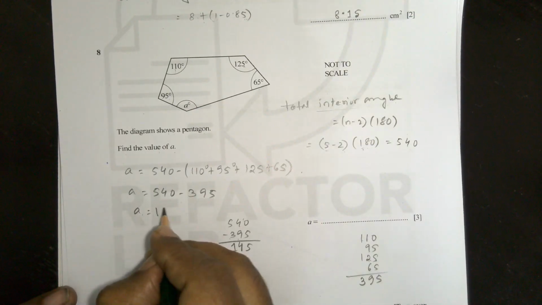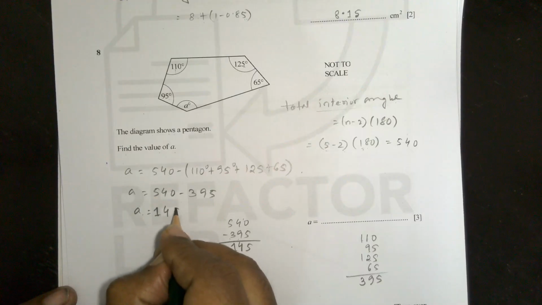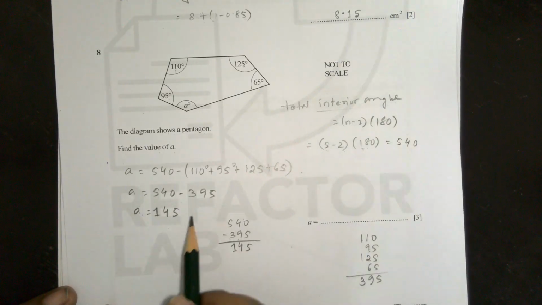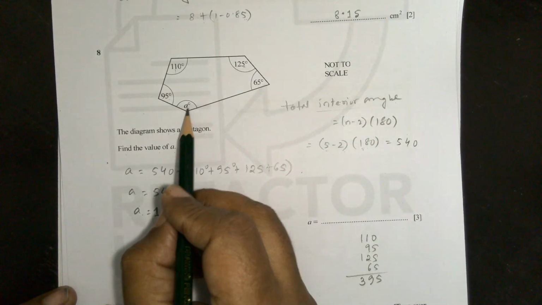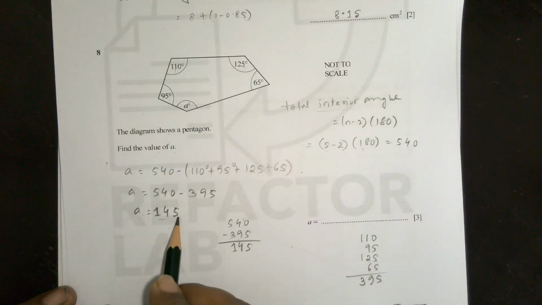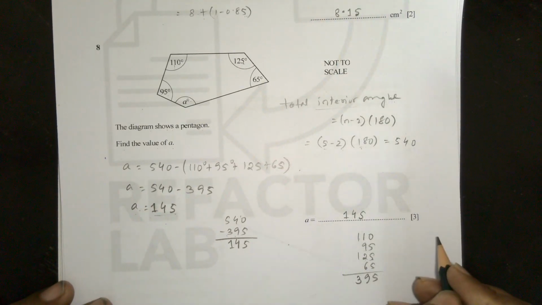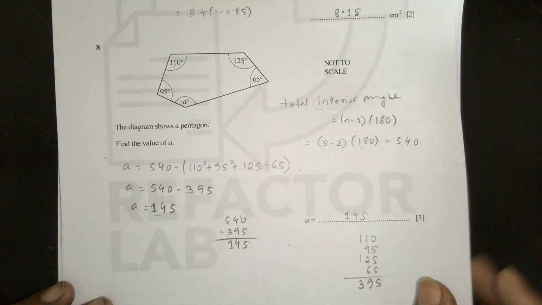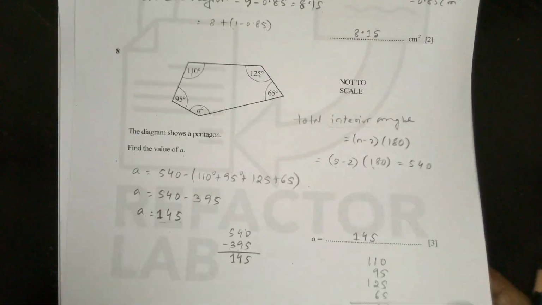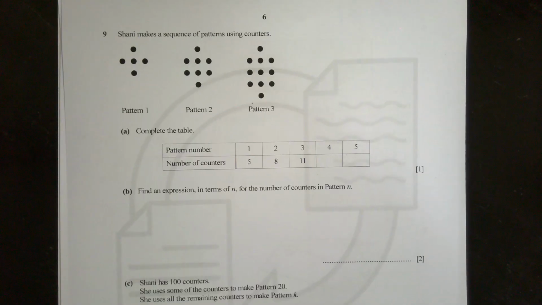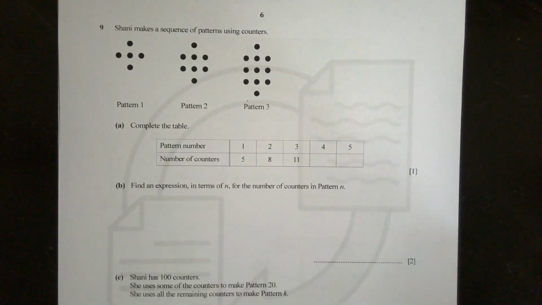The A is 145. Do not write degree here, because it is A degrees, which means the value of A is 145. So here it will be only 145. Do not write degree here. Okay, got it. So question number 8 is done. Now question number 9. Sequence, the math of sequences and series.